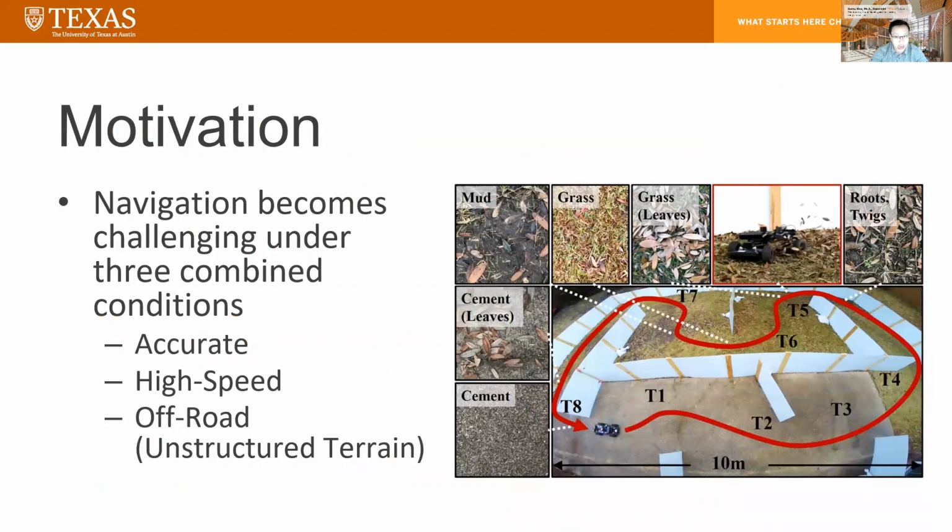The motivation of this work is this realization that high-speed navigation really becomes challenging under three combined adverse conditions. First, if you want high accuracy. For example, if you have a pre-specified trajectory you would like to follow, such as for obstacle avoidance or to reach certain waypoints in the workspace for a navigation task. And two, you also want to do it at very high speed, where you really need to go beyond pure kinematics and consider kinodynamics. And three, if you also want to drive off-road on unstructured terrain.